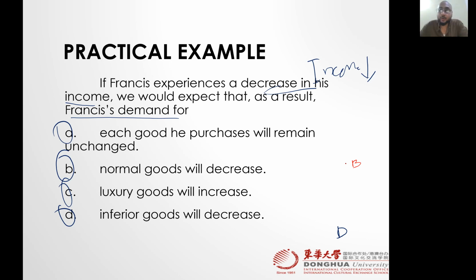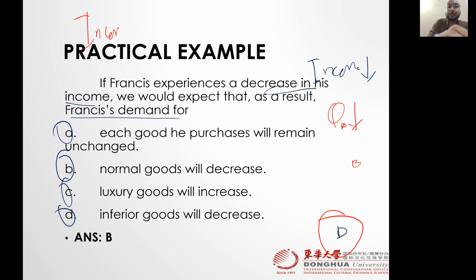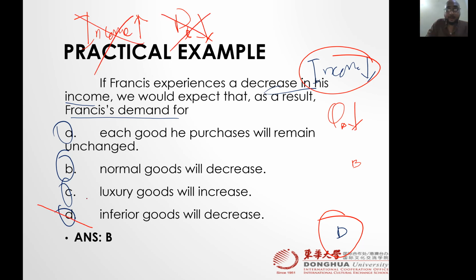Okay. So let's see the answer. Answer is B, not D. Why? Because your income decreases and inferior goods will decrease, then demand for inferior goods also decreases. So we have said that if the income increases, quantity demanded of inferior goods must decrease. So your income is decreased, so it means this cannot be the case. So D cannot be the case.